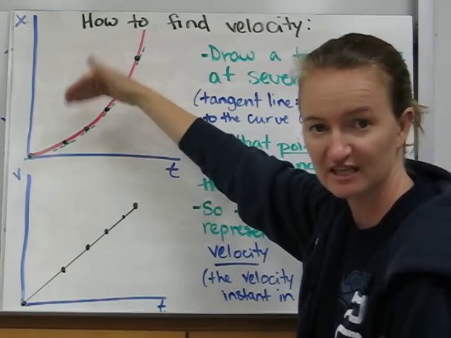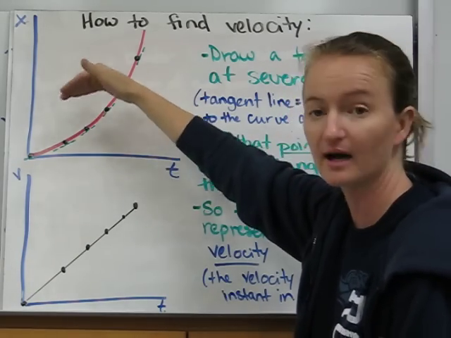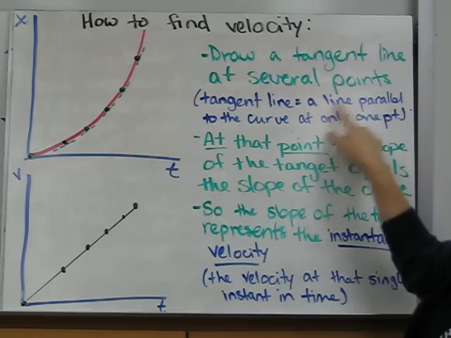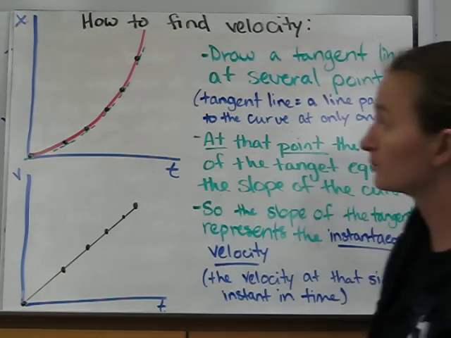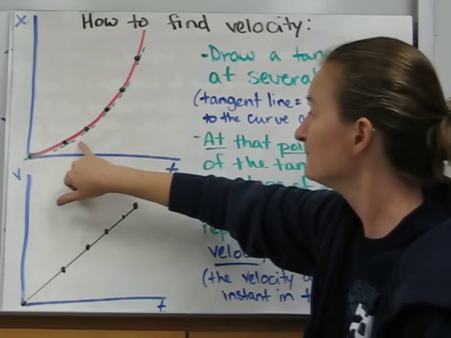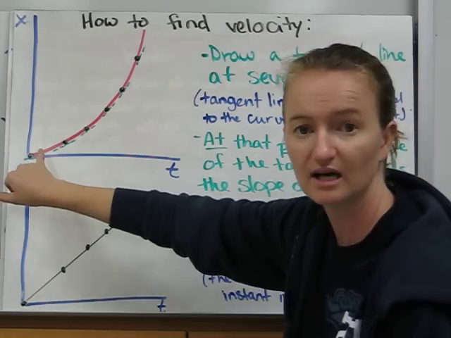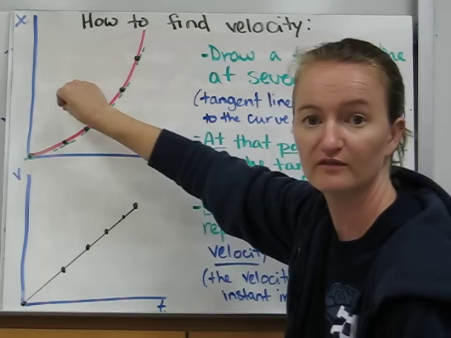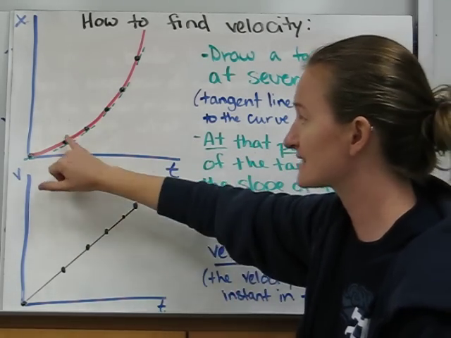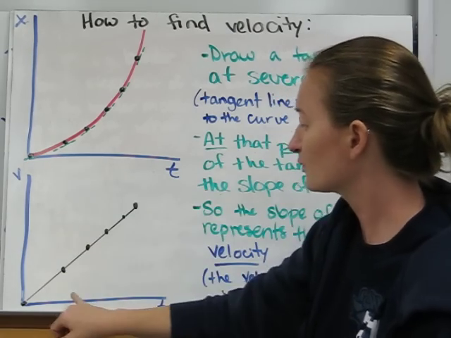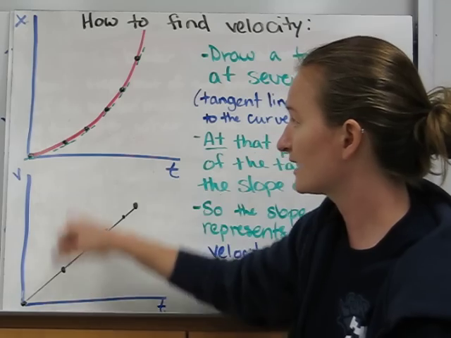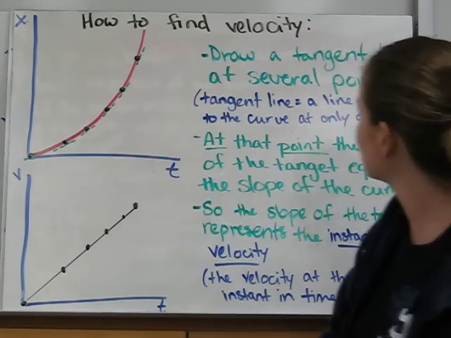And the way we find the slope at that particular point is the tangent line, because a tangent line by definition is a line parallel to the curve at only one point. So if we can draw a tangent line at the point we're interested in, then we will know that the slope of that line will be the same as the slope of the curve at that particular location. So we can know the velocity at that particular time, and we can come down to our time axis, match our time up, and put down whatever velocity we got from the tangent line.